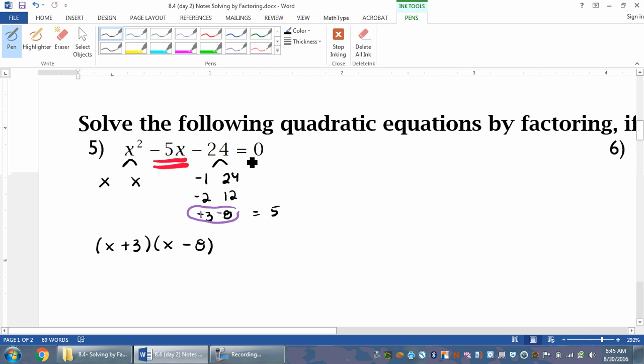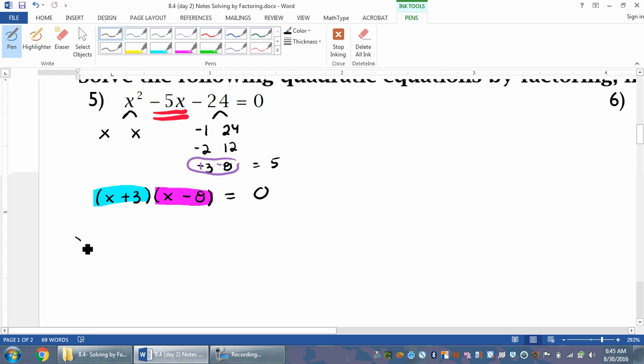Biggest mistake: people always forget to write equals 0. You need to write equals 0 in order to do the next step. Now, we're going to solve by the zero product property. I have x plus 3 times x minus 8 equals 0. I multiply those two things, I get 0. So by the zero product property, I will get x plus 3 equals 0, or x minus 8 equals 0. So I'm going to subtract 3, so x equals negative 3, and add 8, x equals positive 8. So my solution is negative 3, 8.